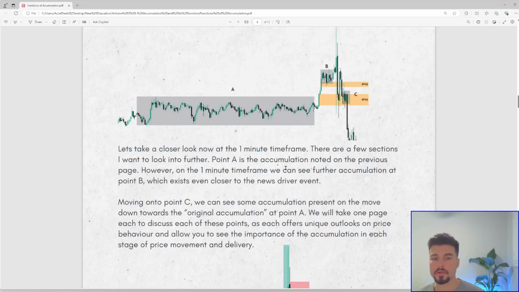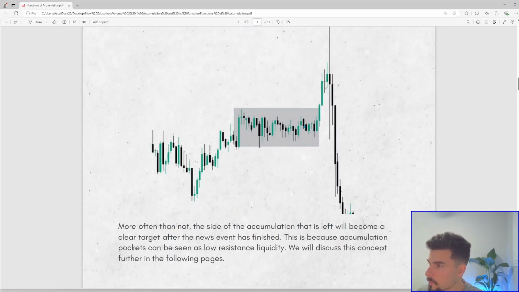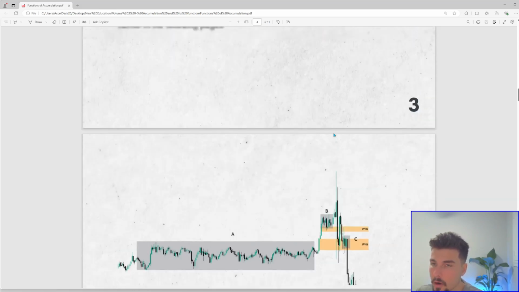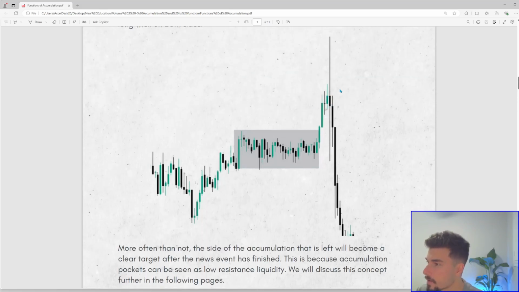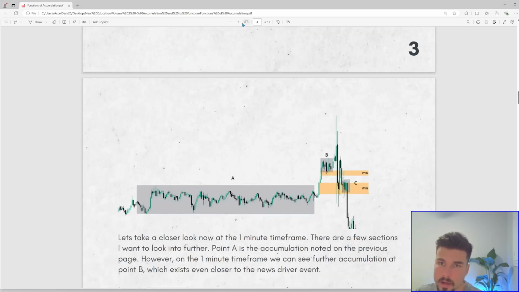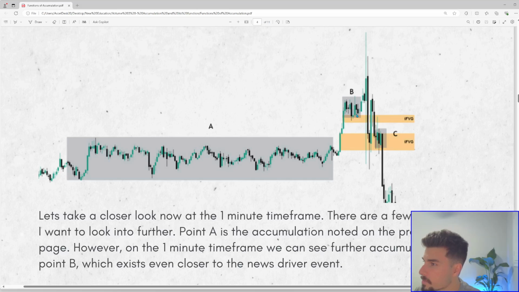Let's take a closer look now at the 1-minute time frame. First and foremost, have a look at accumulation A. Accumulation A on the 1 minute is very similar to what we saw on the 5-minute chart. However, on the 5-minute chart, we don't see any accumulation right before that red folder news driver. If we go down to the 1-minute time frame and zoom in, notice this accumulation here, accumulation B. Really interesting. Accumulation isn't just indecision. Yes, it's indecision, but there's a function or purpose to it, especially when it's placed in key moments or key time frames in the market.